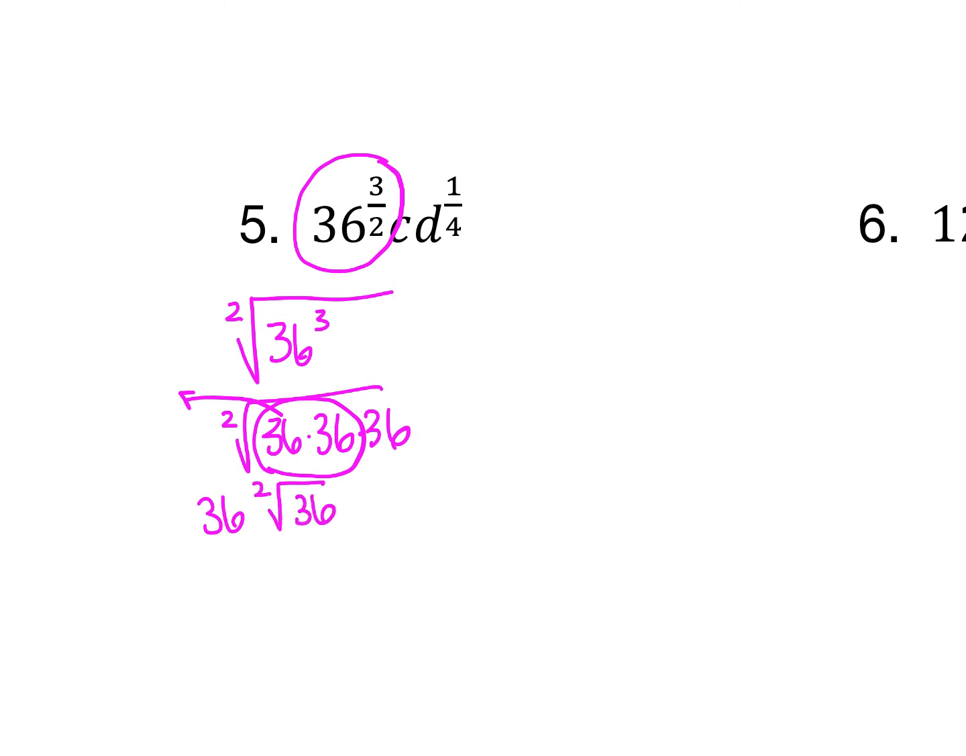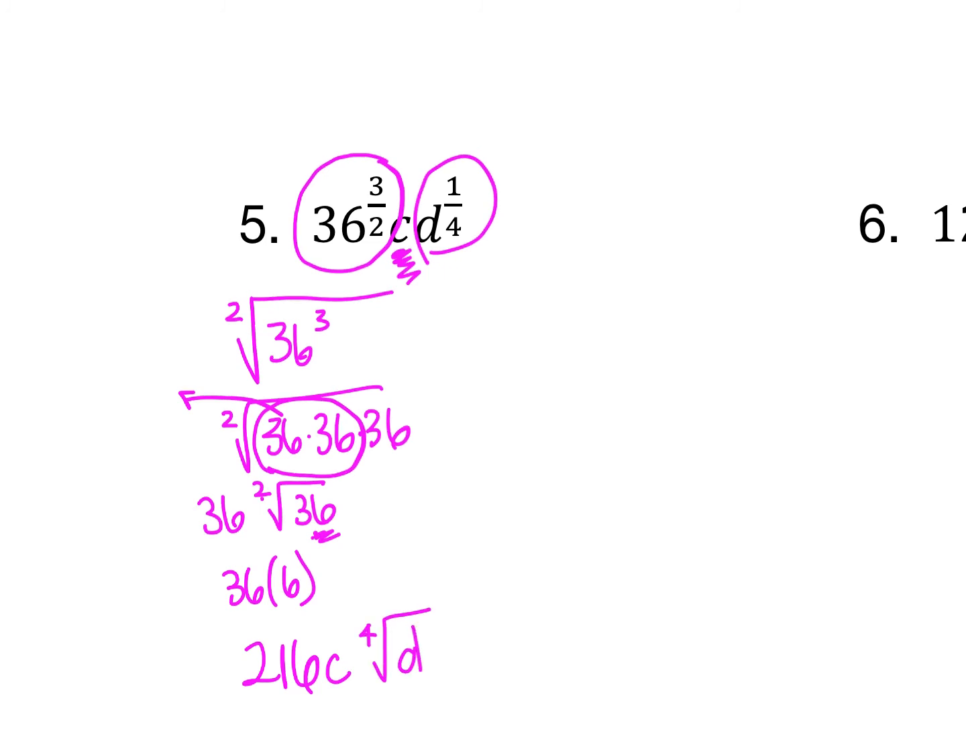Ooh, but check this out. Isn't there a square root of 36? There is. It's a 6 on the outside. So 36 times 6, that's 216. Okay, so I have simplified the first number, but I still have to deal with this c, which actually is kind of okay. I don't need to deal with it at all because it has a whole number exponent. And then the very last term, I just need to write this under a radical. So the 4th root of d. That's a great problem. I like that one.